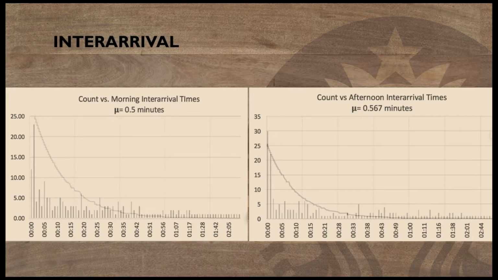By matching the data to exponential distributions, we found that, on average, arrivals occurred every 32 seconds, giving us a mean of 0.533. These graphs show a weighted average of the morning and afternoon busy periods to get our overall busy period interval distribution that we used in our model.